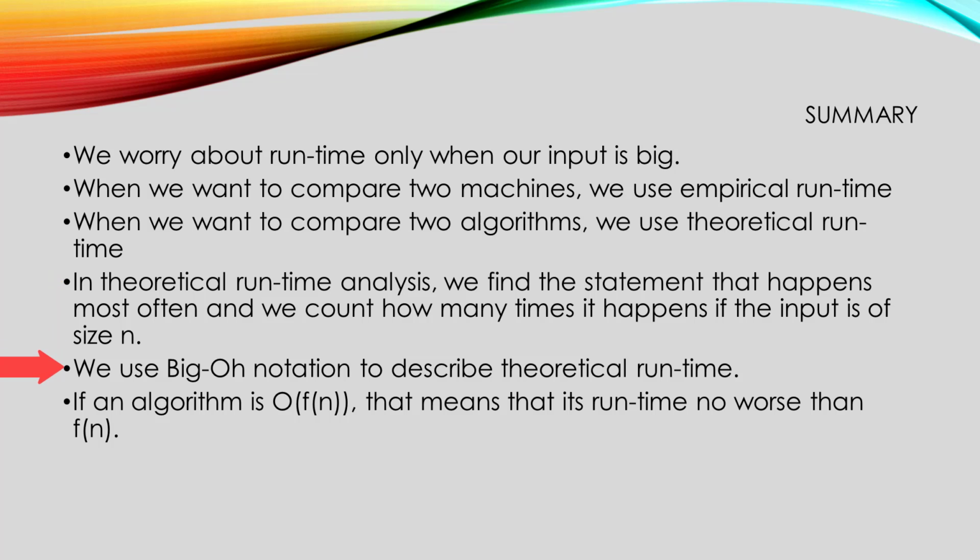Big O notation is used to describe the theoretical runtime. When we say that the runtime is big O of f of n, we're saying that the runtime is no worse than f of n. So we're essentially bounding how much runtime can grow as the size of the input grows.